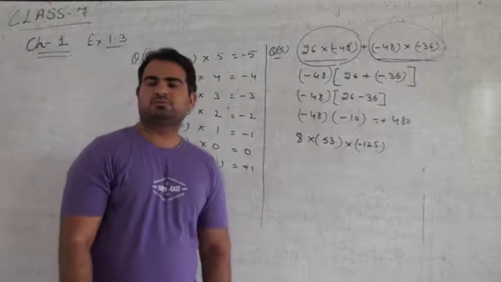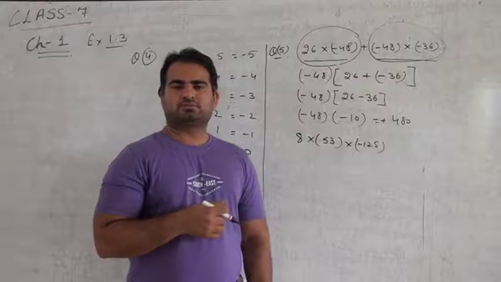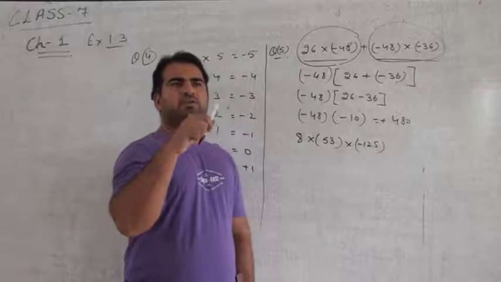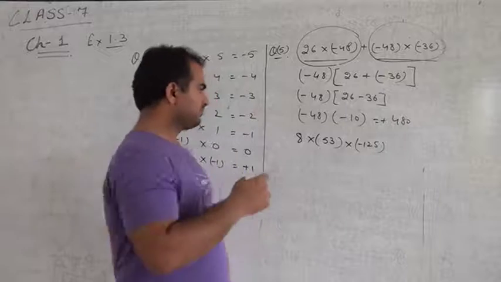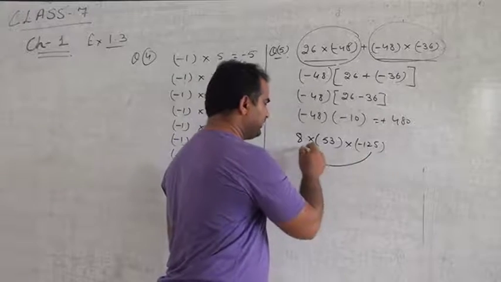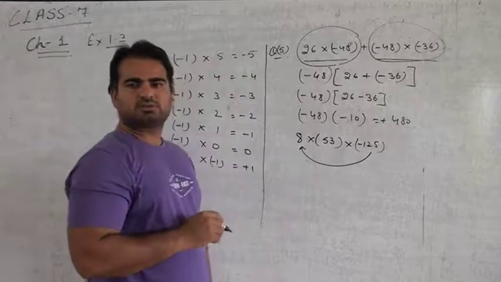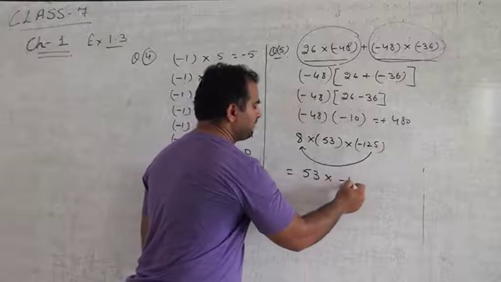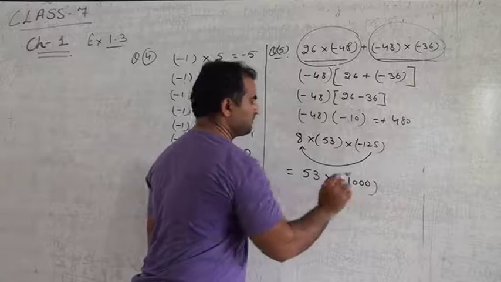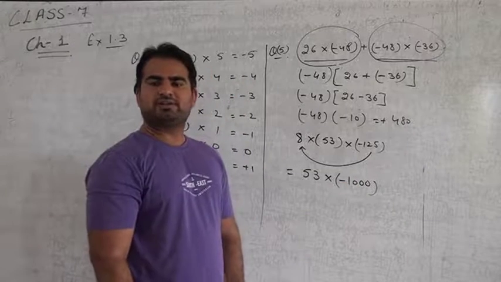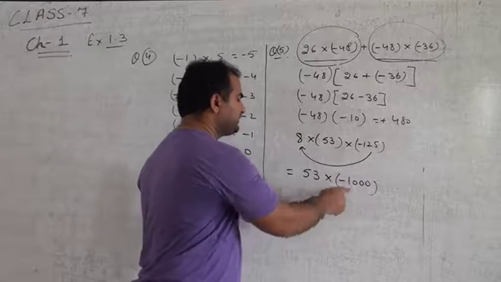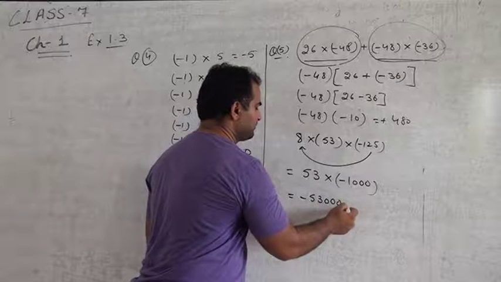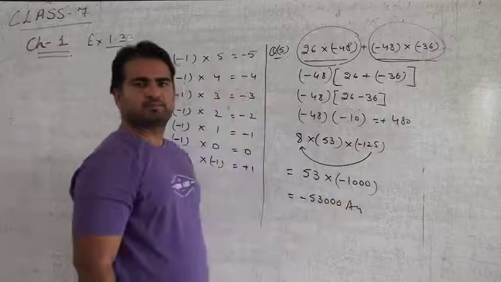But what should I do when I see the question? When I saw the question, I reminded myself that 125 into 8 equals 1000. So I can write the next step: 53 into minus 1000, because 125 into 8 is 1000. And what is 53 into 1000? It will be minus 53,000. Answer. Done?